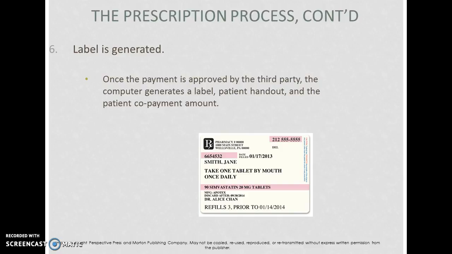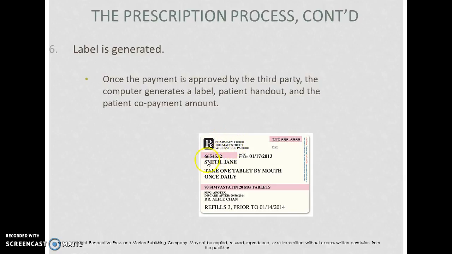Here again, a label is generated. So once you get a prescription, it is now turned into a label, and the label goes on to the medication container. And this is the information that is needed by the patient, and also required by federal and state legislation. Right? And some of the things that you see, we have talked about before on the label, such as the telephone number of the pharmacy itself.